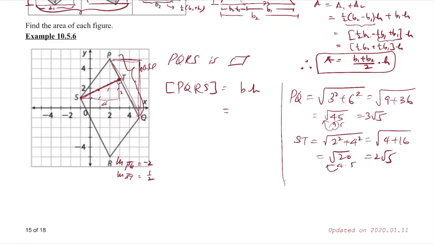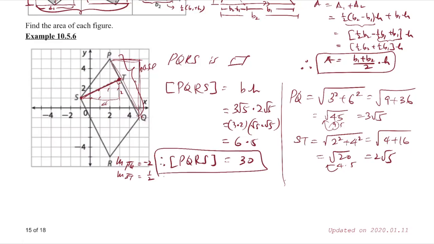So now the base, which is PQ by the way, is 3 root 5 times the height, which is 2 root 5. So that's 3 times 2 times root 5 times root 5 by rearranging them, right? So that's 6 times 5, which is 30. So the area of PQRS, therefore, is 30. Did that work for you guys?